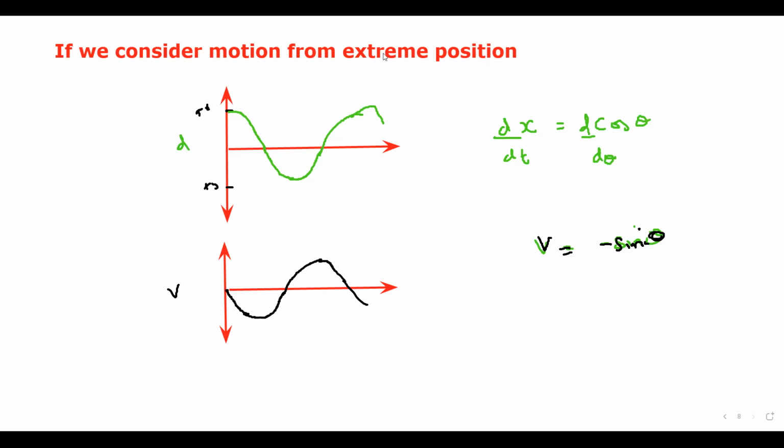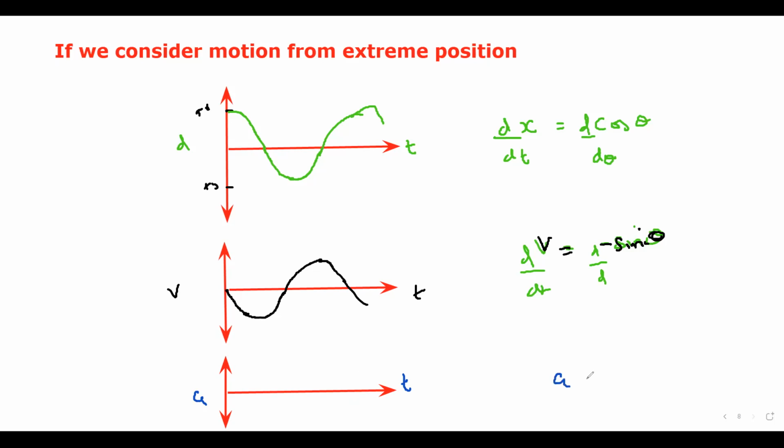And if we want to sketch the acceleration time graph for this object which is performing a simple harmonic motion, so this is the acceleration time, this is velocity time, and here displacement time. So again, if we differentiate this, what is the derivative of velocity? That is acceleration. So this will give us acceleration.